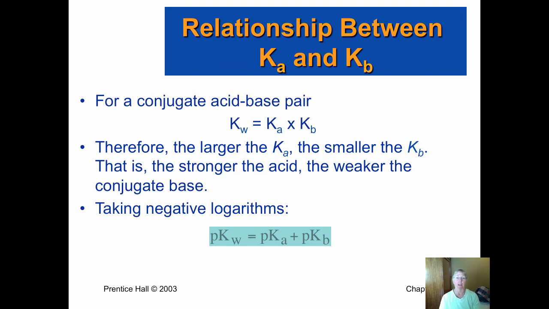So if the Ka gets small, the Kb gets larger and vice versa. And as we said at the beginning as we analyzed that table, the stronger that weak acid is, then the weaker its conjugate base is, and vice versa. And finally, you can also take pKa and pKb, that is, the negative log of the Ka plus the negative log of the Kb would equal the negative log of the Kw.